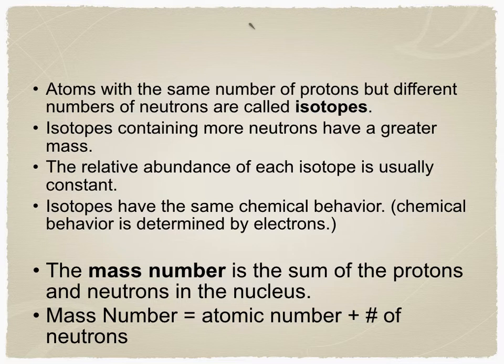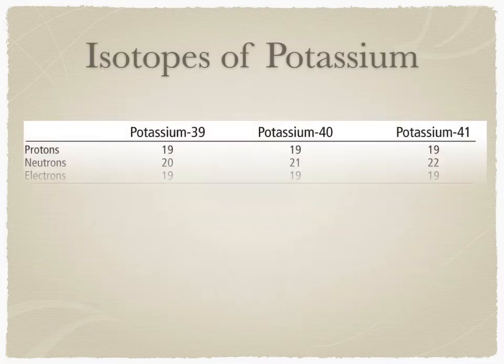determined by electrons. The mass number is the number of protons and the number of neutrons in the nucleus. So the mass number is the atomic number plus the number of neutrons, because the atomic number is the number of protons. So we have protons plus neutrons gives you the mass number. And remember, that's going to change when we talk about isotopes. The number of neutrons will change.